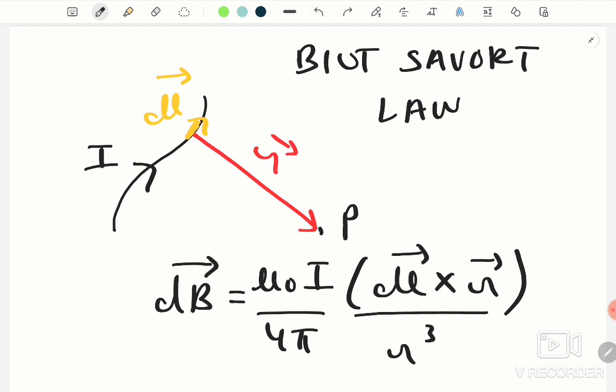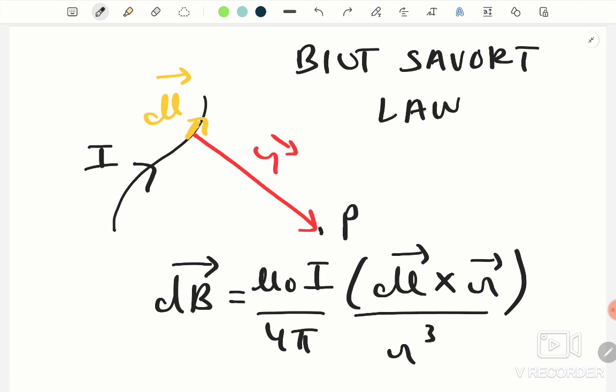Students, to understand Biot-Savart law, we are going to mark a small vector dl which is in the same direction as the direction of current, and then from this vector dl we will draw another vector r which will point towards point P. Now guys, after we have marked these two vectors, we can easily find magnetic field at point P, which will be given by mu naught I by 4 pi into dl cross r divided by r cube.